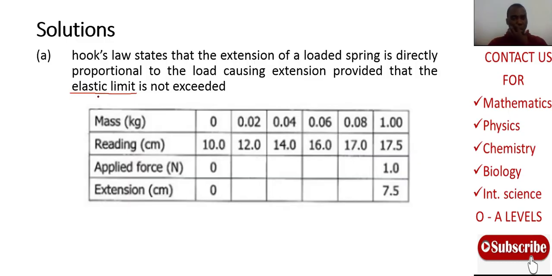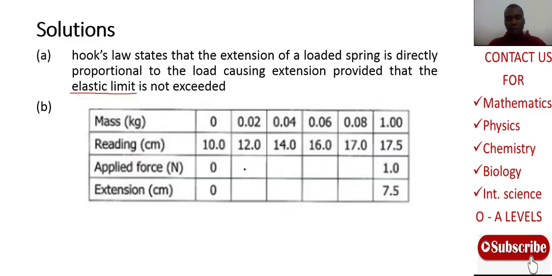B was simply saying, complete the table. So now this is what you're going to do. This column is for the masses. This one, 0 kg, shows that they didn't put any mass on the spring, so this is the original length of the spring. After they had put a 0.02 kg mass, the spring had gone to 12 centimeters.